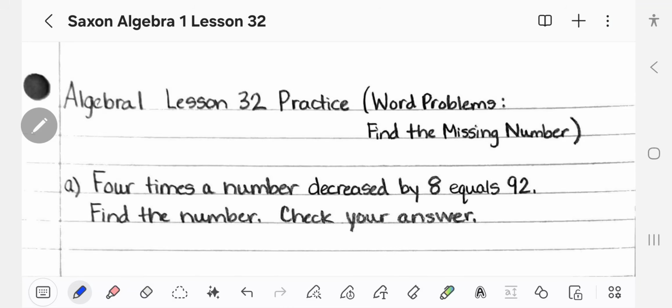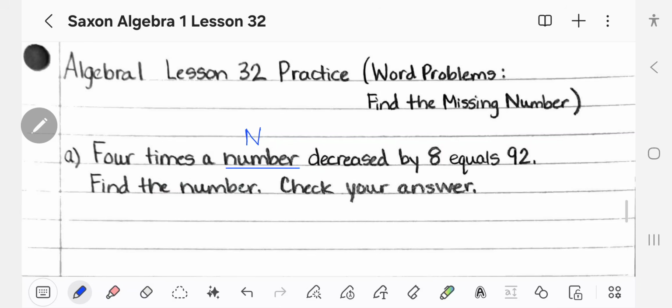This is Algebra 1, Lesson 32, Practice. We're doing word problems where you find the missing number. Here's problem A. 4 times a number. Well, we don't know what the number is, so we're going to call it n. And let's write 4 times n. So that's 4 times the number.